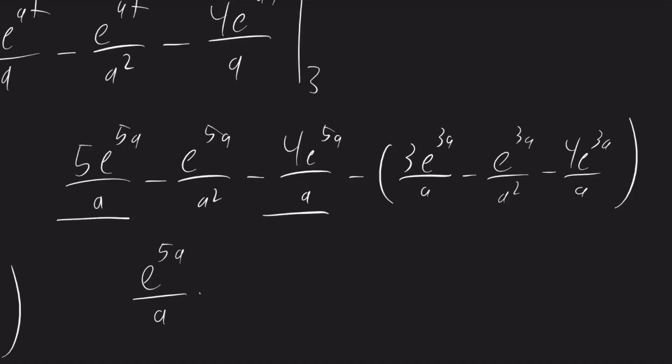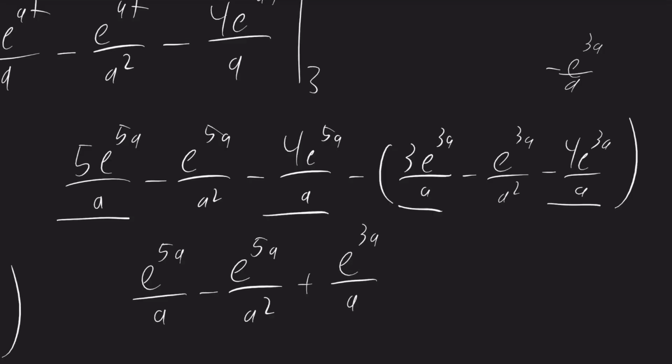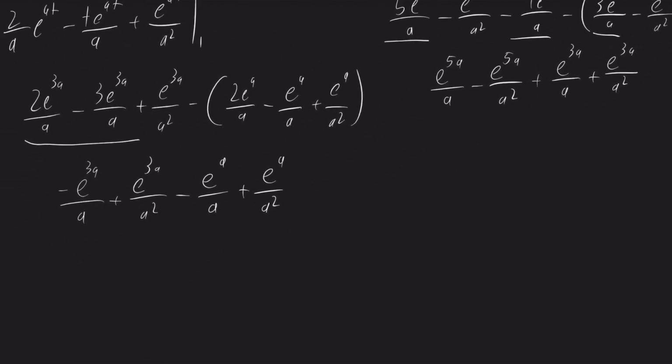I'll bring this term down. We'll have minus e to the 5a over a squared. And then over here, we have a 3e to the 3a over a and a negative 4e to the 3a over a. That would become negative e to the 3a over a. But we have this negative sign, so it becomes positive e to the 3a over a. And lastly, I'll bring this term down here. We'll have plus e to the 3a over a squared. That's it for the second integral.